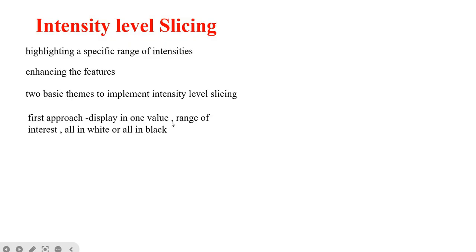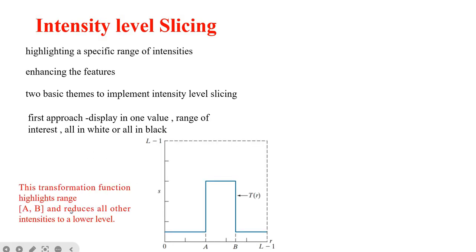The first approach is to display in one value, that is, we want to display in only one value, either black or white. Suppose we want to display one value in the range of interest, and all the other values we take as, say, black, or we can take the values in terms of white. This figure shows the transformation function which highlights the range a, b, and it will reduce all other intensity levels to a lower level.